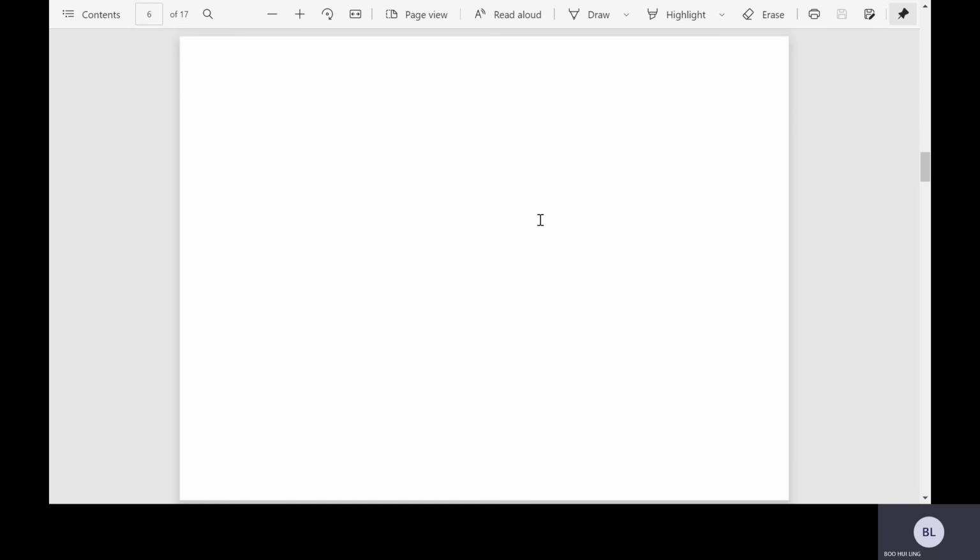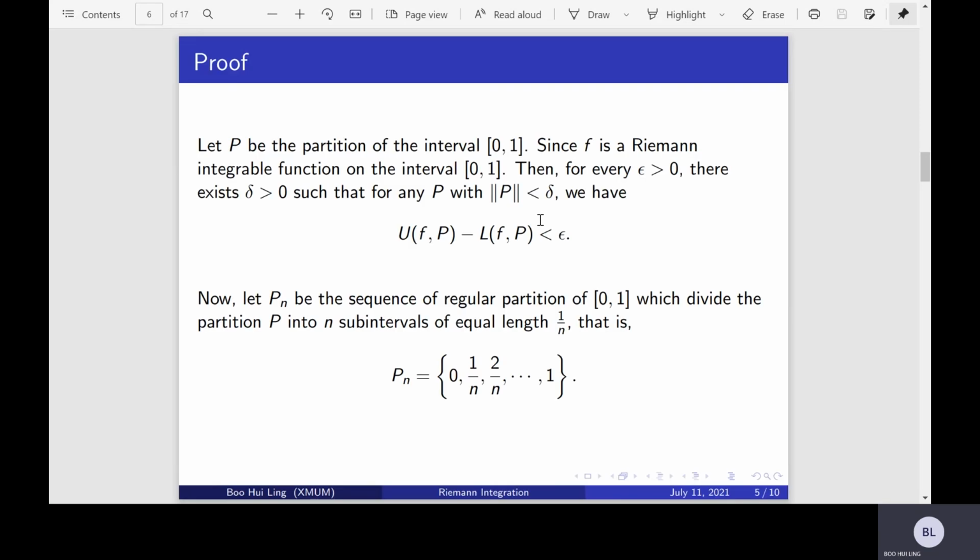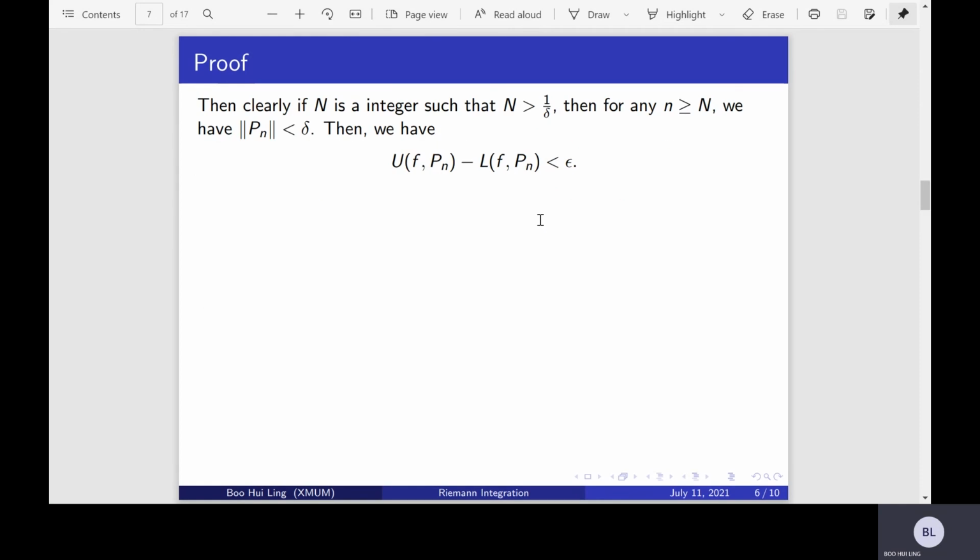Now we let Pn be the sequence of regular partitions of the interval 0 to 1, which divide the interval into n subintervals of equal length 1 over n. That is, Pn is the sequence 0, 1 over n, 2 over n, and it continues until 1. Clearly, if big N is an integer such that big N is greater than 1 over delta, then for any n greater than or equal to big N, we have the norm of Pn less than delta, and the difference between the upper sum and the lower sum is less than epsilon.